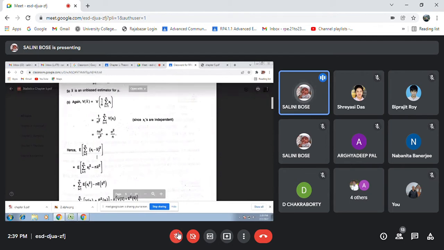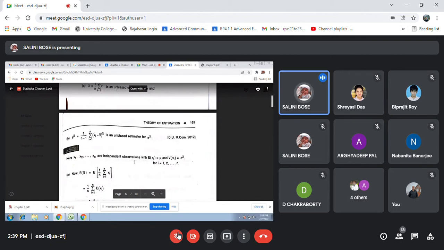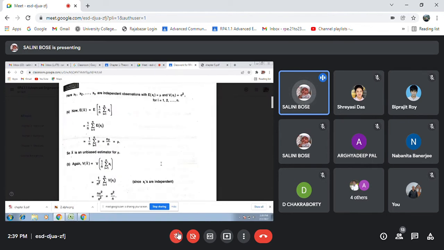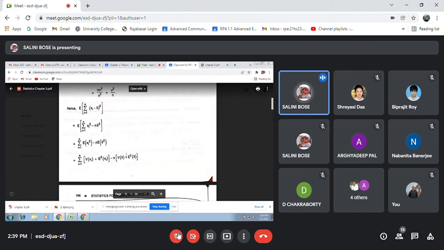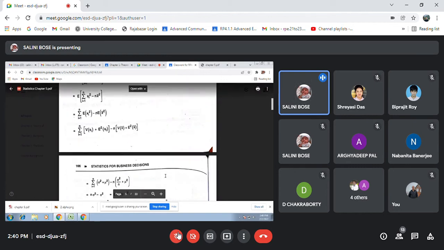This is the variance of sample, and that is a square. A square is equal to this, that is unbiased estimator of sigma square. So from here we are not directly getting a small a square. So a square is equal to this is an unbiased estimator of sigma square.